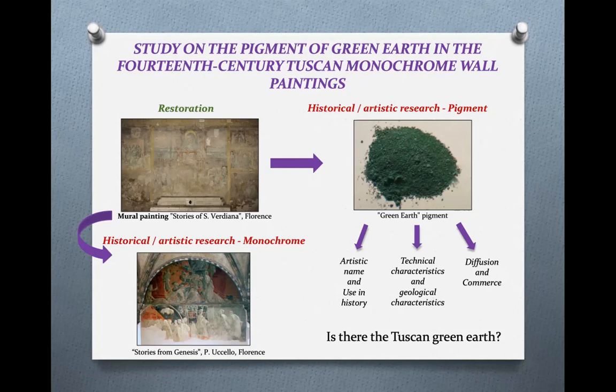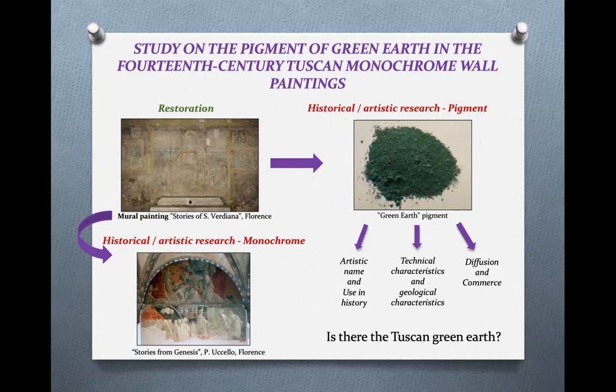I just wanted to know if we had green earth in the center of Italy, because this phenomenon was concentrated in this area. In Italy, we have a very famous green earth in the northeast, in a region that we call Veneto. But I wanted to know if green earth exists in the center of Italy, in a region called Tuscany, where Florence is, because in Tuscany this phenomenon of monochrome in green earth was very famous. So I had wall paintings to study, stories of a saint in Florence, that you can see on the left.